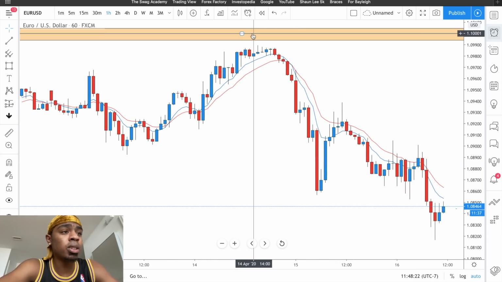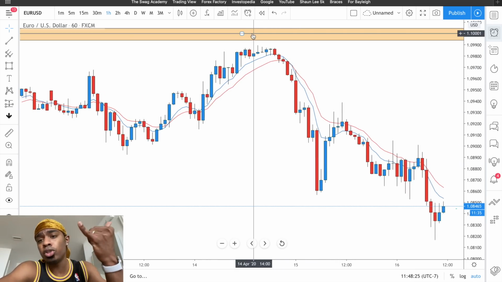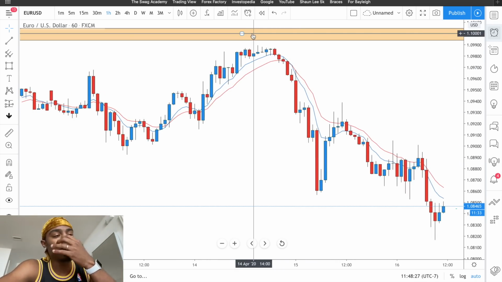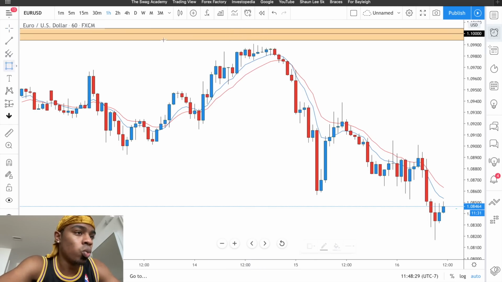Price, when it gets to resistance, it can only do one or two things. It can break through it, or it can reject it and head back down. It looks like it's rejecting. We get a box right here.